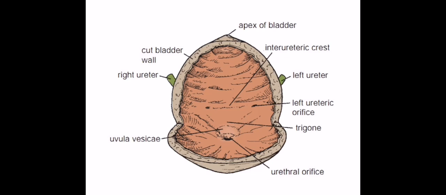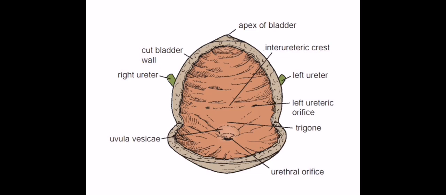The trigone is limited above by the muscular ridge which runs from the opening of one ureter to that of the other and is known as the interureteric ridge. This is the ridge, the interureteric ridge. The uvula vesicae is a small elevation situated immediately behind the internal urethral meatus, which is produced by the underlying median lobe of the prostate in males.